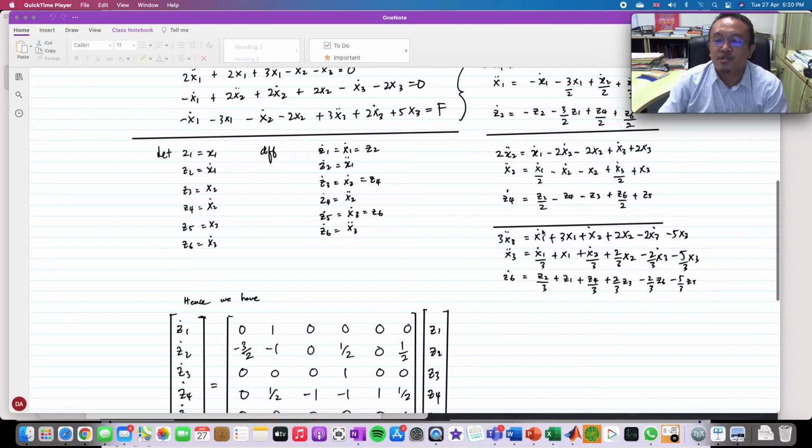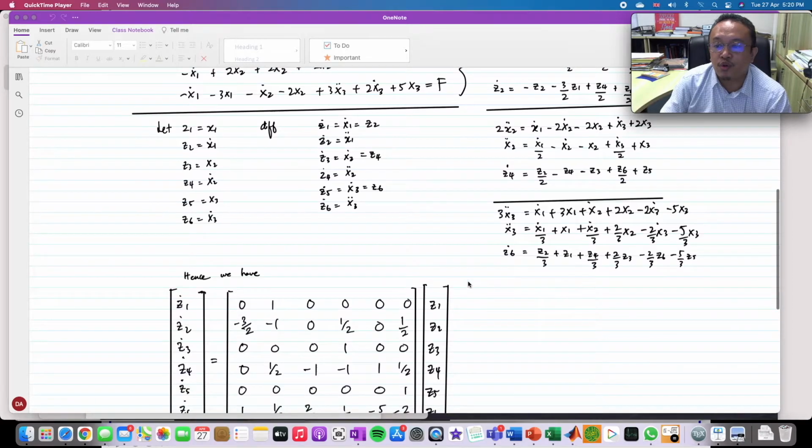Alright, so you put it like what we did previously. Okay, the main player is x3 double dot, and the rest goes to the other side of the equal sign. So we have x3 double dot equals, and the rest. So from here we need to convert. So x3 double dot is what? Sorry, x3 double dot is z6 dot. Okay, x1 dot is z2, x2 dot is z4, x2 is z3, x3 dot is z6, x3 is z5.